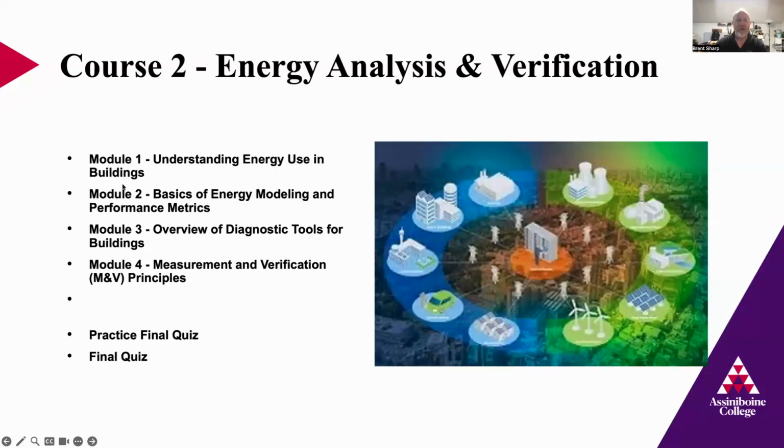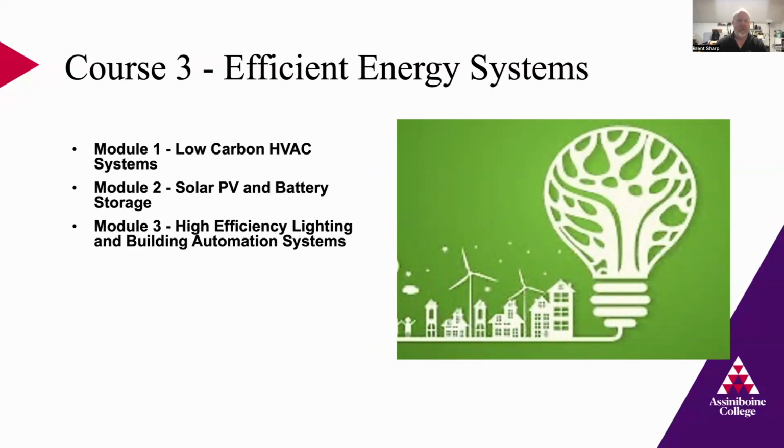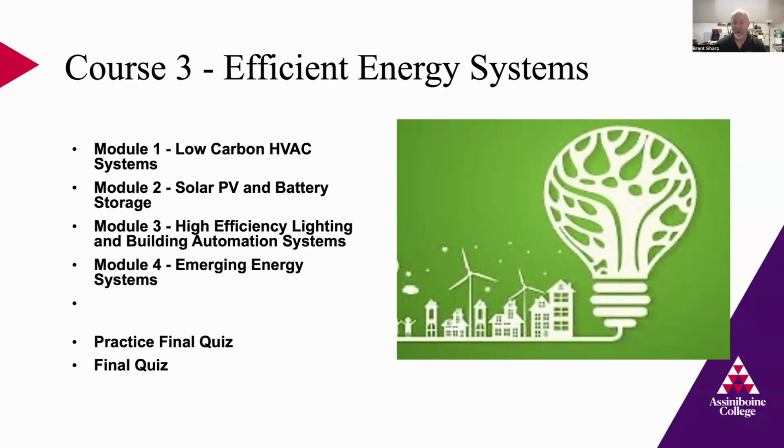In course 3, we have module 1, lower carbon HVAC systems, which is our heating. Module 2 is solar. Module 3 is high efficiency lighting and building automation. Module 4 is emerging energy systems. And again, we have our practice, then our final in this unit.